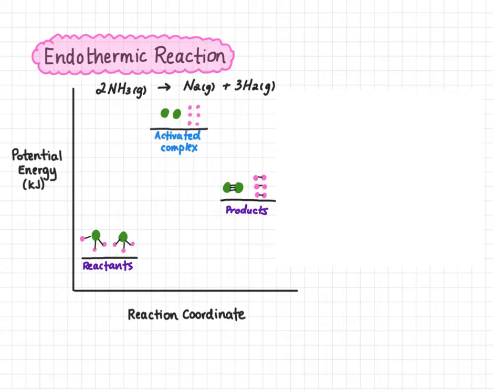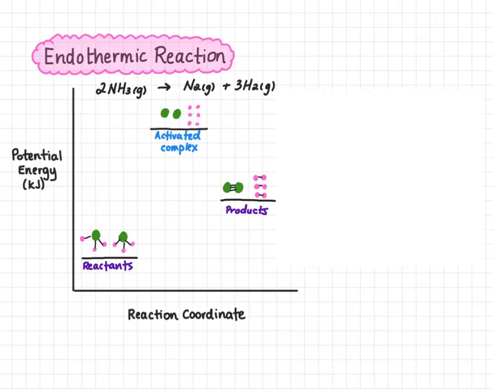We're now going to look at an endothermic reaction. This reaction is the decomposition of ammonia. So 2 ammonia molecules decompose into its elements, 1 nitrogen molecule and 3 hydrogen molecules. And I've drawn the molecules here. In the reactants, we have 2 ammonia molecules. In our products, we have 1 nitrogen and 3 hydrogen molecules.